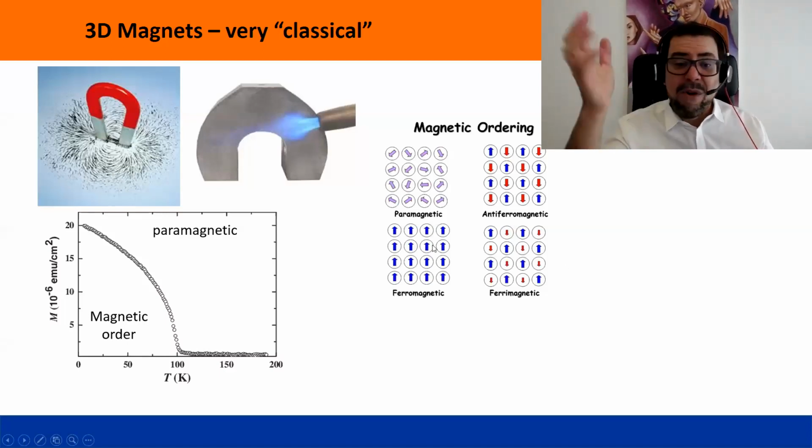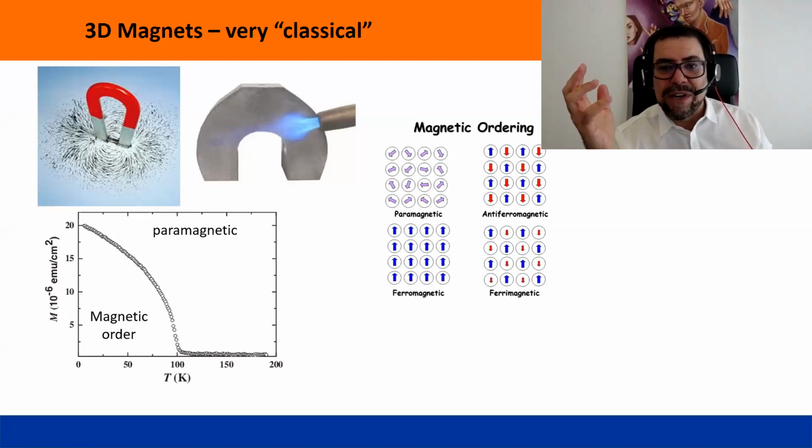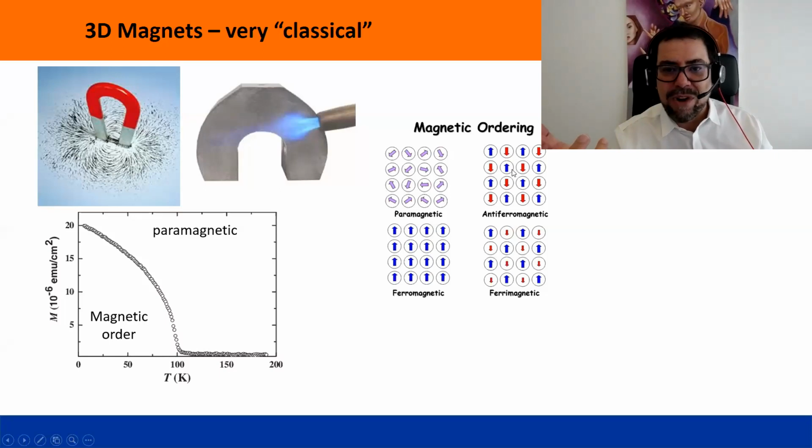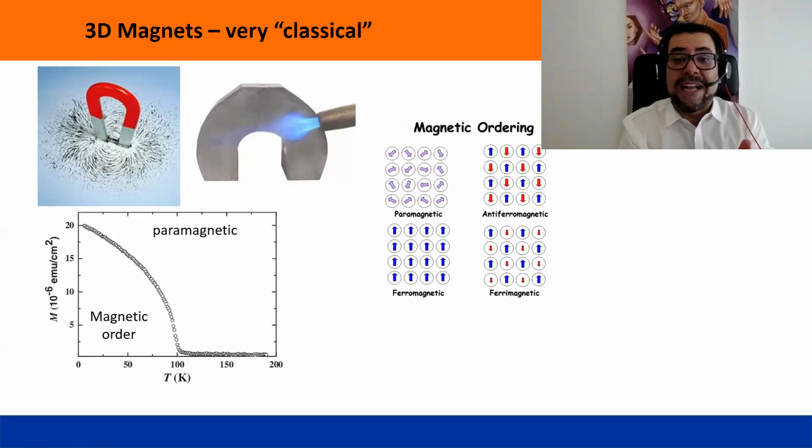But there are many other types of magnetic order. For instance, you can have what's called antiferromagnetic order, where you have one atom pointing up and another atom pointing down. The total magnetization here is zero. You don't have a permanent magnet. Nevertheless, you have magnetism inside of the material.